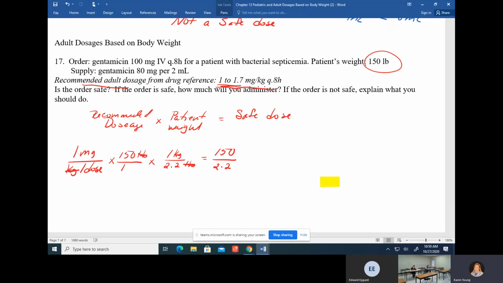I have to hit the right buttons. And I get 68.2 milligrams per dose.